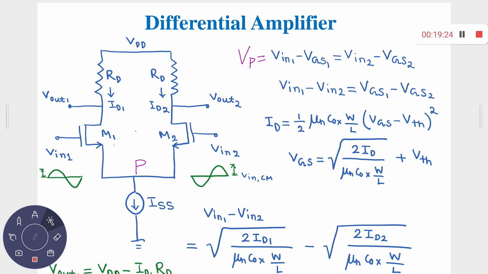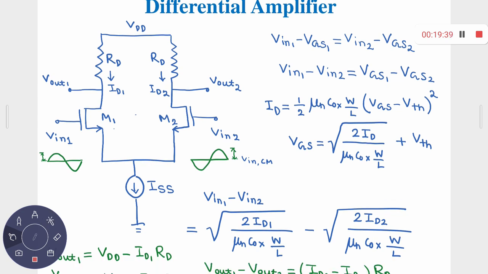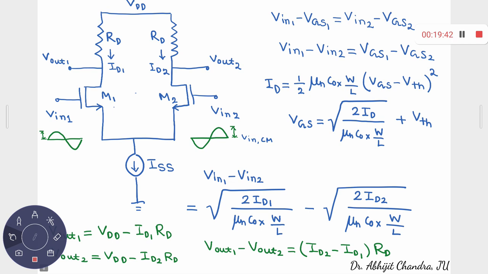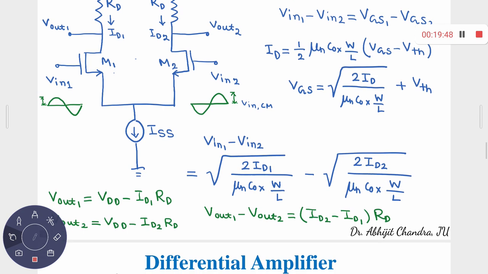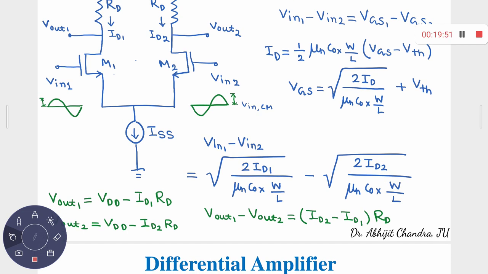Since Id is equal to half mu n Cox W over L into VGS minus VTH whole square, I can write VGS is equal to square root of twice Id upon mu n Cox W over L, plus VTH. Now if you simply substitute this value, VN1 minus VN2 is equal to VGS1 minus VGS2. Since the threshold voltage is the same, that gets cancelled. What we have is VN1 minus VN2 equal to square root of twice ID1 upon mu n Cox W over L minus square root of twice ID2 upon mu n Cox W over L.